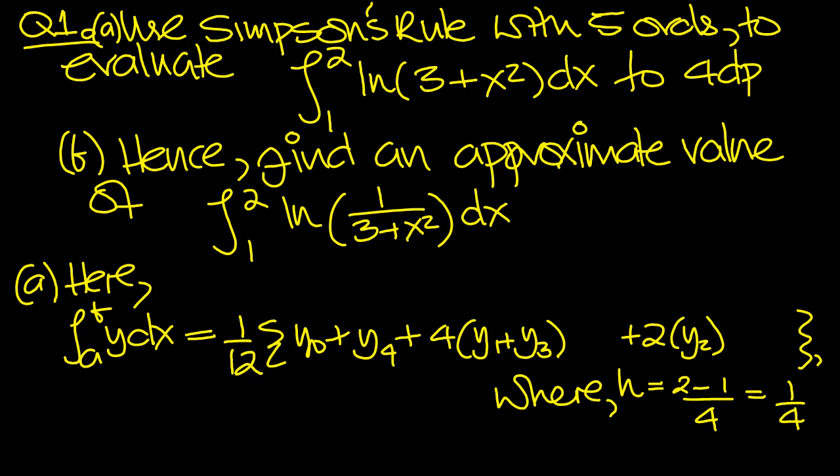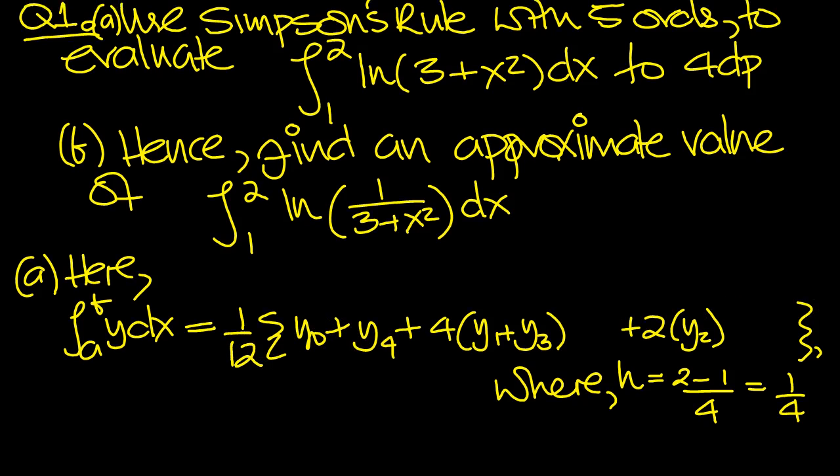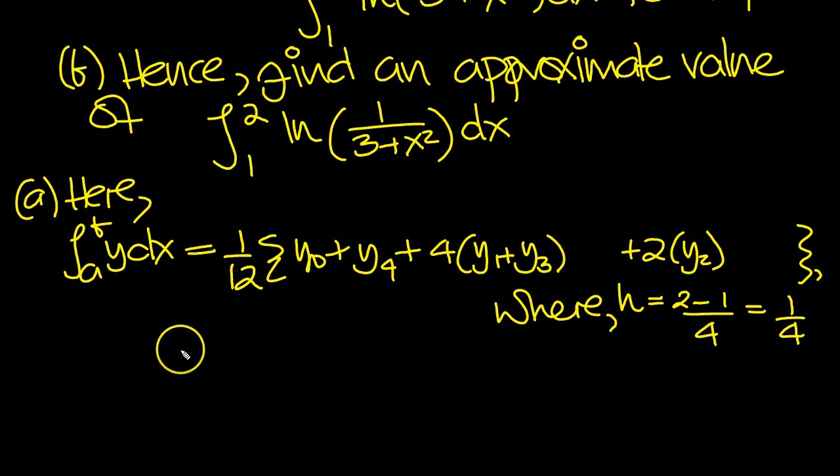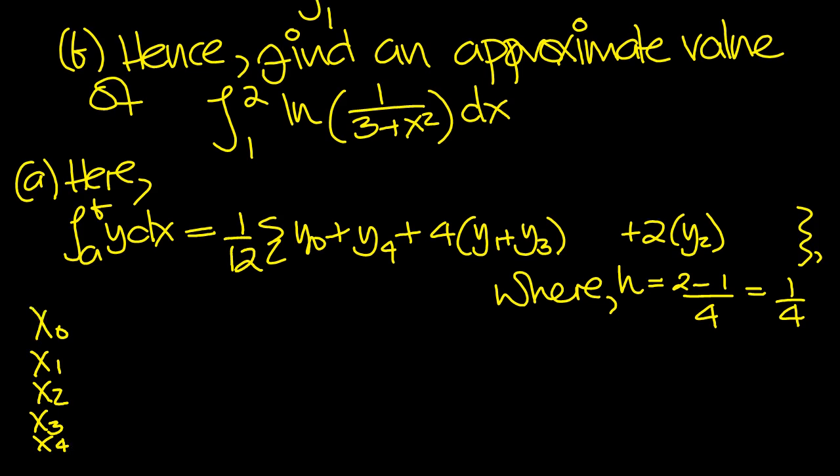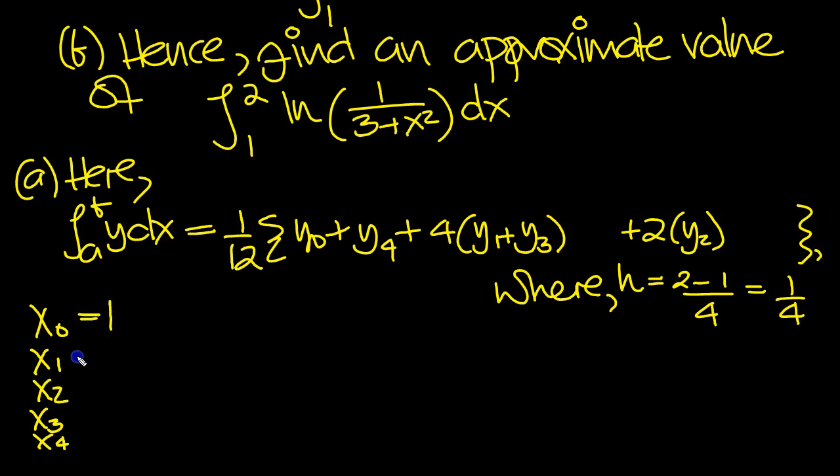So we need to work out the y ordinates. Let's write down the x ordinates between 1 and 2 with 5 ordinates. H is a quarter, so x0, x1, x2, x3, and x4. So we start from 1 and we increment in 0.25, so quarters, up to 2.00, and this is 1.00 of course.